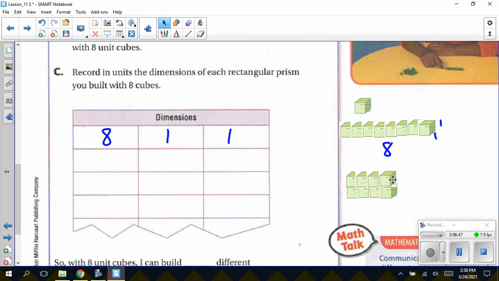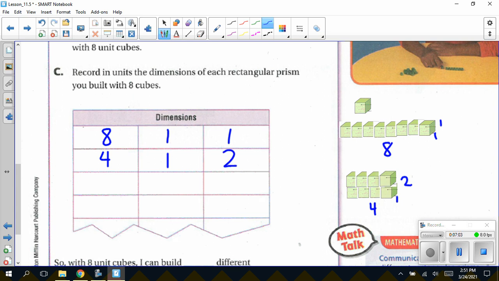So now, notice my length is only 4 this time. My width is still only going 1 deep, but my height is now 2. So I've created a 4 by 1 by 2.